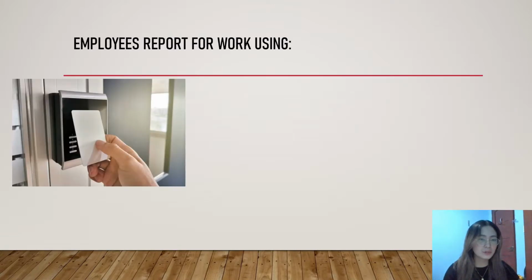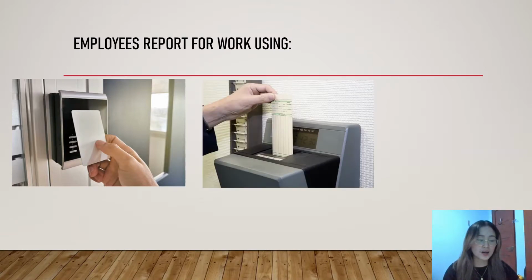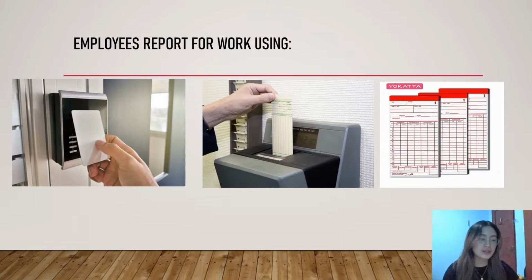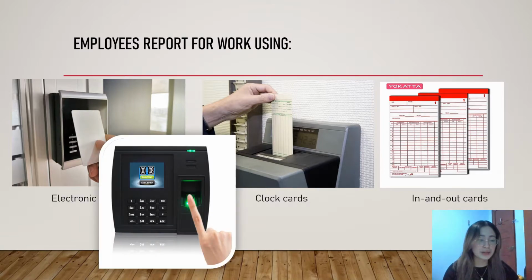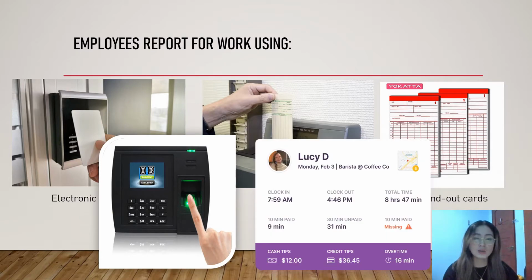So, when employees report for work, they may use electronic badges, clock cards, or in and out cards to clock in. These are just examples of how an employee reports for work. Certain businesses use fingerprints, while others use their own website to clock in and out, like the one shown in the picture.